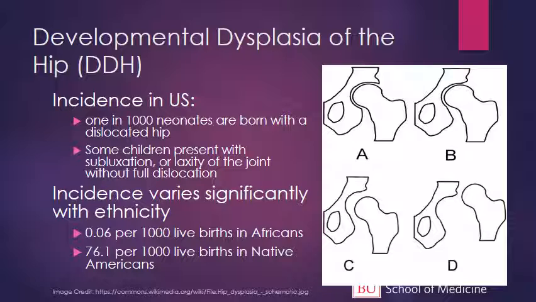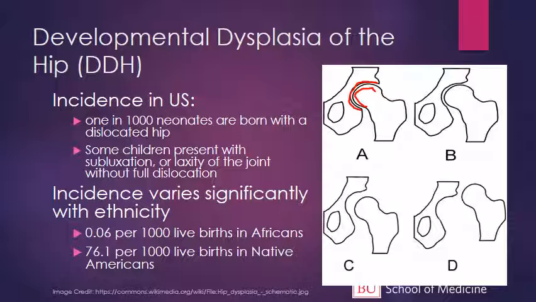The next exam finding we'll discuss is developmental dysplasia of the hip, or DDH. This refers to abnormality of the hip joint, either of the femoral head, shown here, or the acetabulum, where the femoral head sits, or a combination of both. The incidence of DDH in newborns is variable and depends on multiple factors, including ethnicity. In the US, the commonly cited incidence for DDH is that 1 in 1,000 neonates are born with a dislocated hip. And some children may present with subluxation, or a laxity of the joint, without full dislocation.